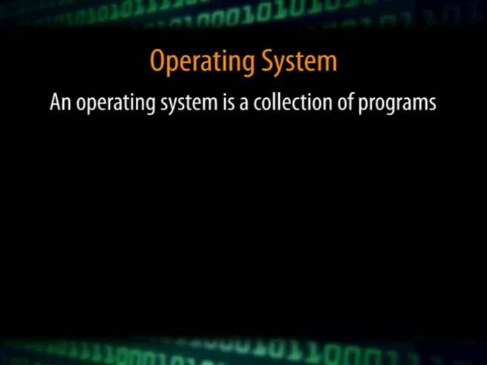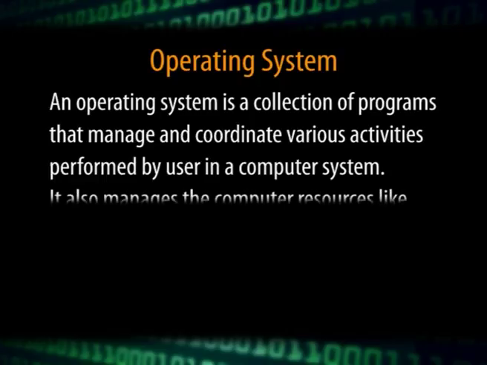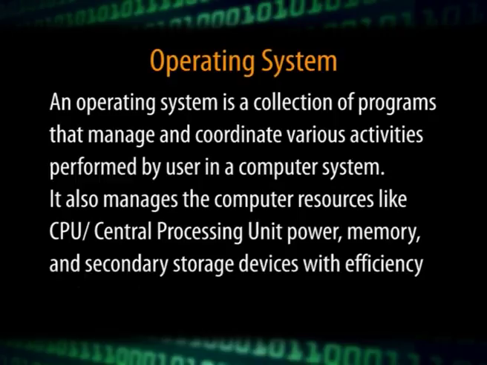In short, an operating system is a collection of programs that manage and coordinate various activities performed by the user in a computer system. It also manages the computer resources like CPU, central processing unit, power, memory and secondary storage devices with efficiency and reliability. It facilitates internet and other connections also. In general, the operating system serves as an intermediary between user and the computer.